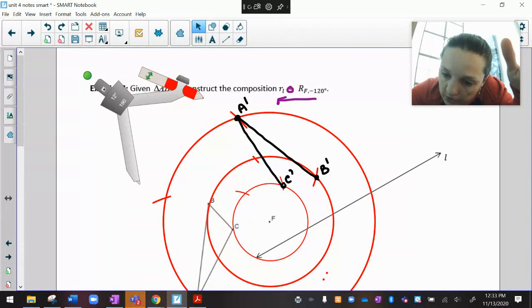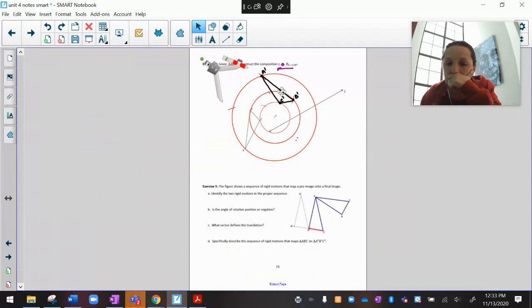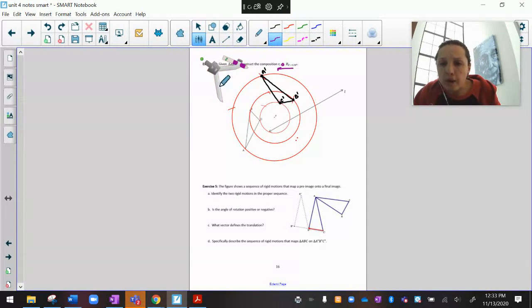So here's my triangle, rotated 120 degrees. All right, so it spun up there. And now I'm supposed to flip that over L. So when I do a reflection, that's the one where you want to hit twice and then arc down.